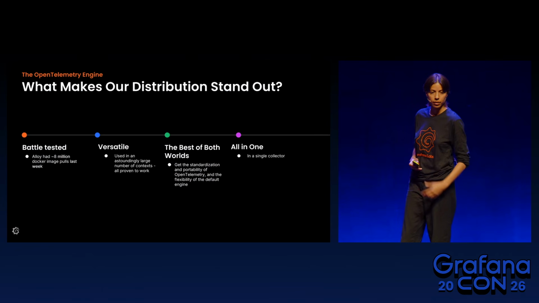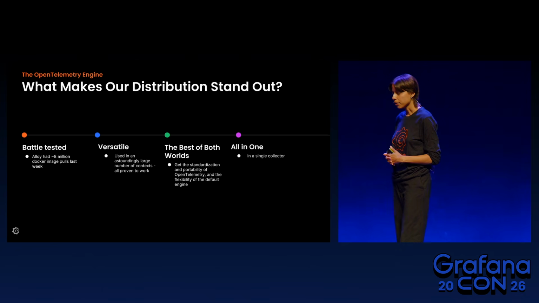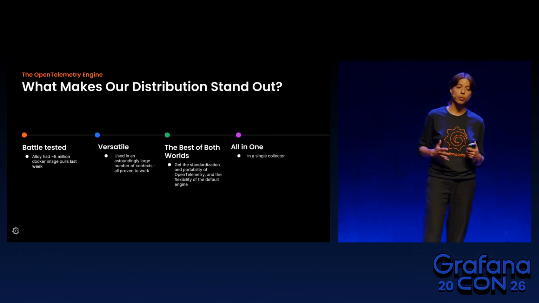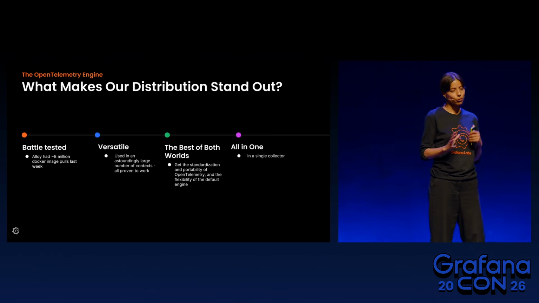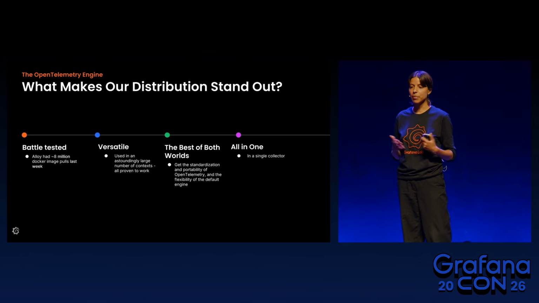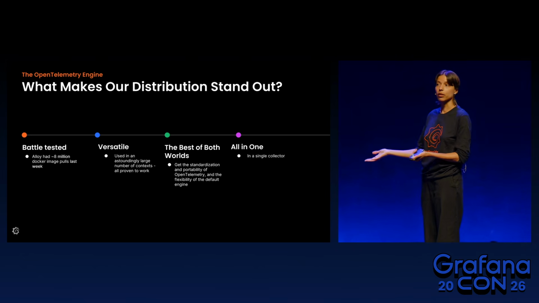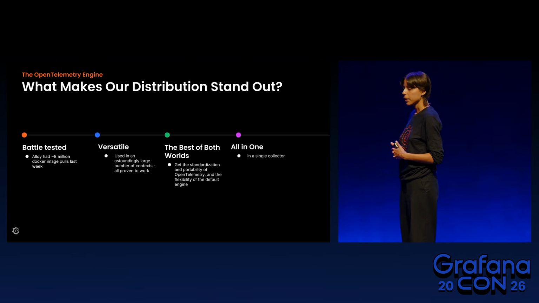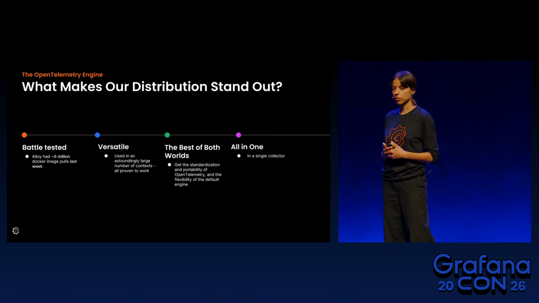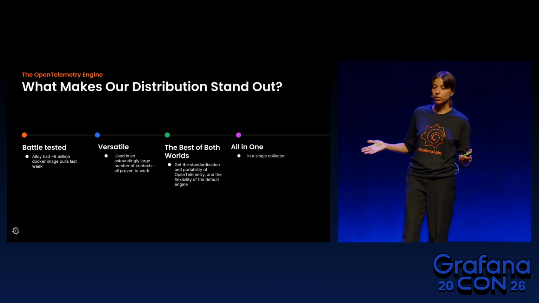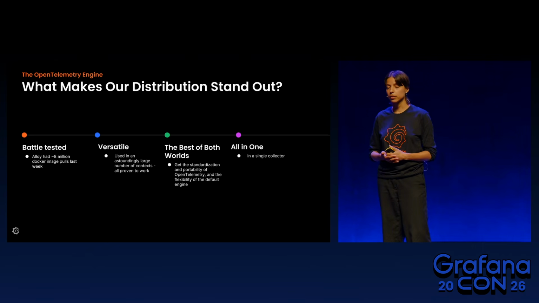So a couple of things make Alloy stand out as a distribution. First, Alloy has been around for a couple of years now, and it's gotten a very positive response from the community. To try and find a way to put that into a number, we have around 8 million Docker image pulls as of last week. So it's very well used and battle tested. And with those millions of pulls also comes millions of different environments that Alloy runs in. And it works in those environments, so it's incredibly versatile.